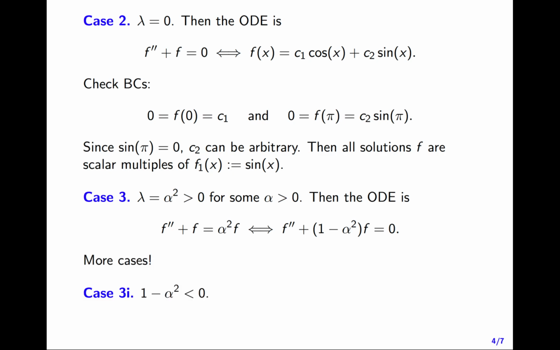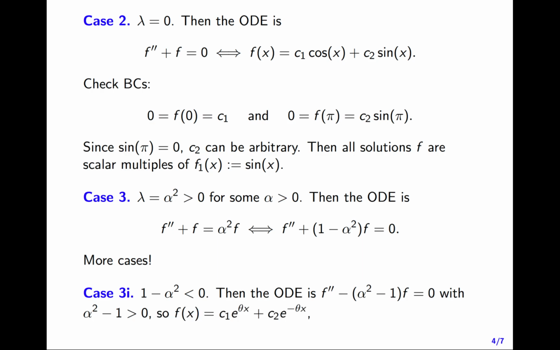So first, what happens if 1 minus alpha squared is less than 0? Then we could just rewrite the ODE as f double prime minus alpha squared minus 1 times f equals 0, where alpha squared minus 1 is positive. So we could solve this ODE with f of x equal to c1 e to the theta x plus c2 e to the minus theta x, where I've abbreviated theta is square root of alpha squared minus 1. And again, that square root is just fine because alpha squared minus 1 is positive. So that's our general solution in this first subcase.